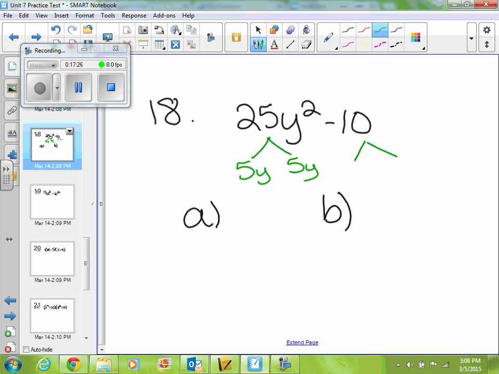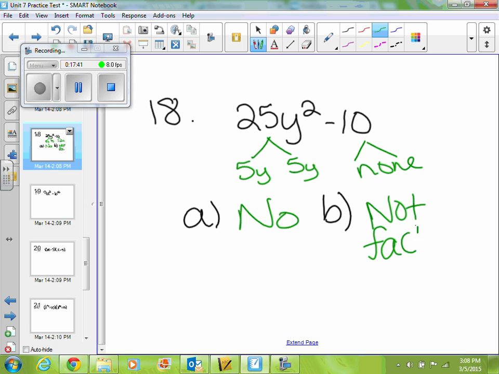Nope. There are none, right? Our only factors of 10 are 1 and 10 and 2 and 5, so there's none that are the same. So is this a perfect square? I mean the difference of two squares? No. Yep, it's not factorable. If it's a no, it's not factorable.